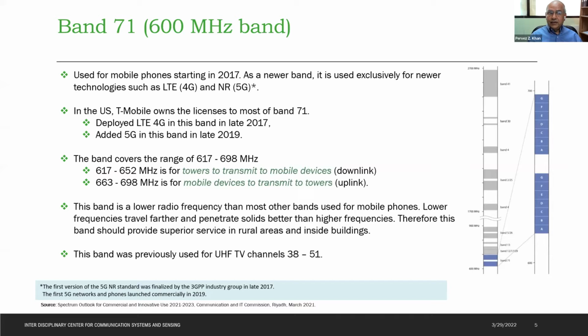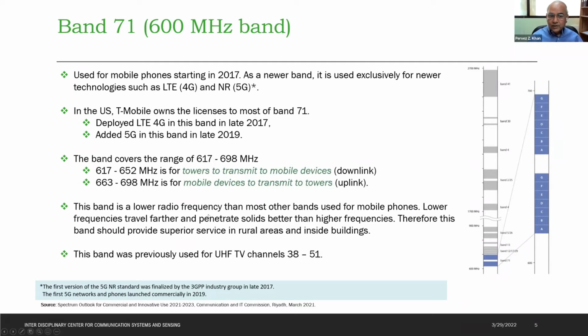What is the 600 megahertz band? This is usually used for mobile phones, as a newer band since 2017. It is used exclusively for newer technologies like LTE 4G and New Radio 5G. And in the US, by T-Mobile, it is already in use for IMT services. This band covers two ranges, uplink and downlink. Downlink ranges from 617 to 652 megahertz, while the uplink engages 663 to 698 megahertz.